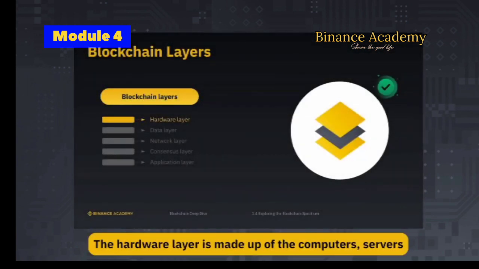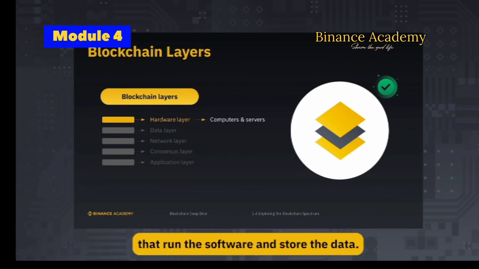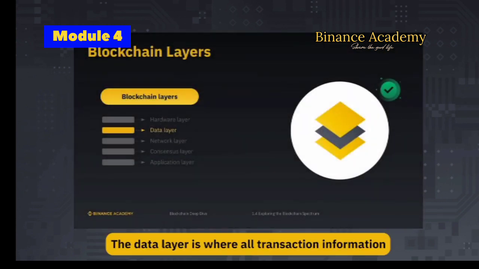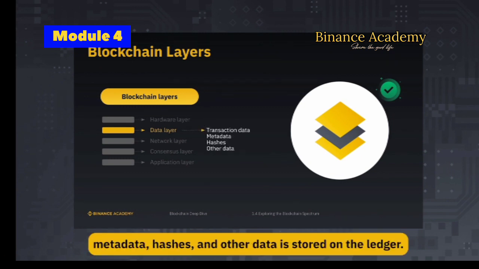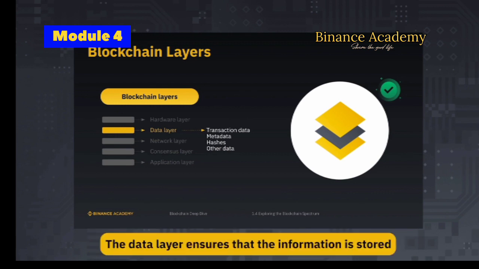The hardware layer is made up of the computers, servers, and other hardware that run the software and store the data. This layer includes the nodes and servers run by those who participate in the blockchain, forming the physical foundation on which the blockchain operates. The data layer is where all transaction information such as transaction data, metadata, hashes, and other data is stored on the ledger. The data layer ensures that the information is stored in a secure, tamper-proof, and verifiable manner.